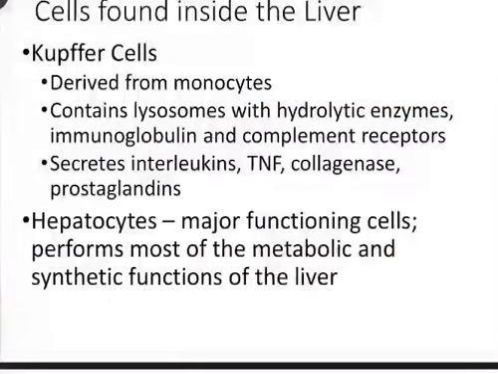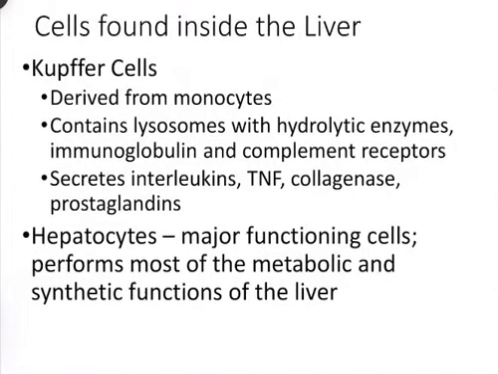What are the cells found inside your liver? You have the Kupffer cells. They are derived from your monocytes. They contain lysosomes with hydrolytic enzymes, immunoglobulin, and complement receptors. They secrete interleukin, tumor necrosis factor, collagenase, and prostaglandin, which contribute to the inflammation when your organ is being invaded by a pathogen or an outsider.